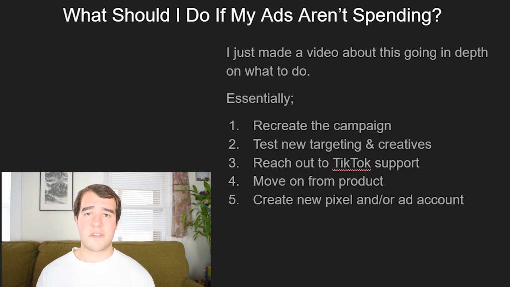But essentially, step number 1 is to just recreate the campaign, like keep everything the same, just duplicate it, republish it, because sometimes it's just glitchy and you'll just get a campaign that just doesn't spend. Sounds like bull, it's not. I've had one campaign not spend at all. I'll duplicate it, leave everything the same, and then it spends perfectly fine.